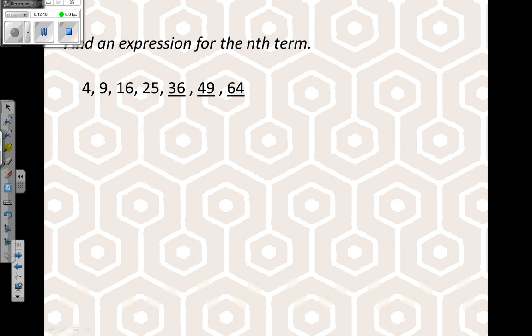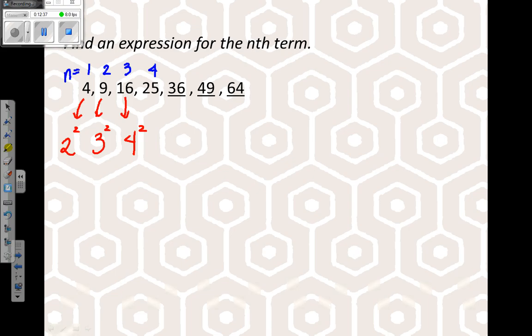Okay, here's the last one that we need to look at. Find an expression for the nth term. Now, this is the other one we looked at. In this case, we're not cubing, we're squaring. So here we have 2 squared. Then we have 3 squared. Then we have 4 squared. Okay, again, remember that n is corresponding to the position. So this is when n is 1, 2, 3, 4, and so on.